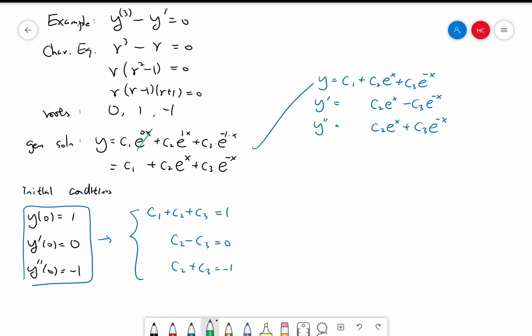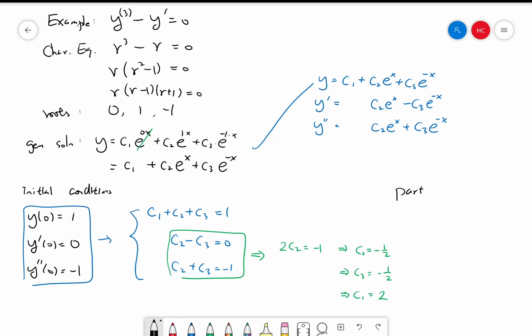Alright, so these two together tell you that if you add them together, you get 2c2 equal to negative 1, which tells you c2 is minus 1/2. And this tells you c3 is also negative 1/2. And the two together tell you that c1 is 2. Alright, so the particular solution is y equals 2 minus 1/2 e to the x minus 1/2 e to the negative x.